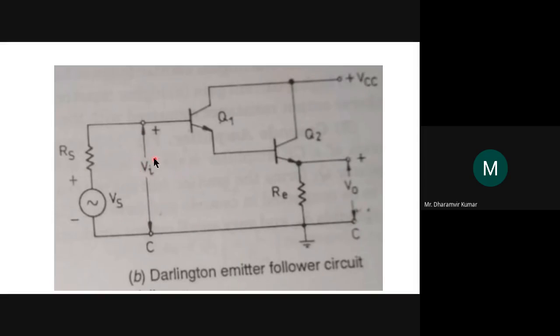Let us take this as the input voltage that appears across this circuit. Okay, and this V naught is taken across this Re, and this is our output voltage.